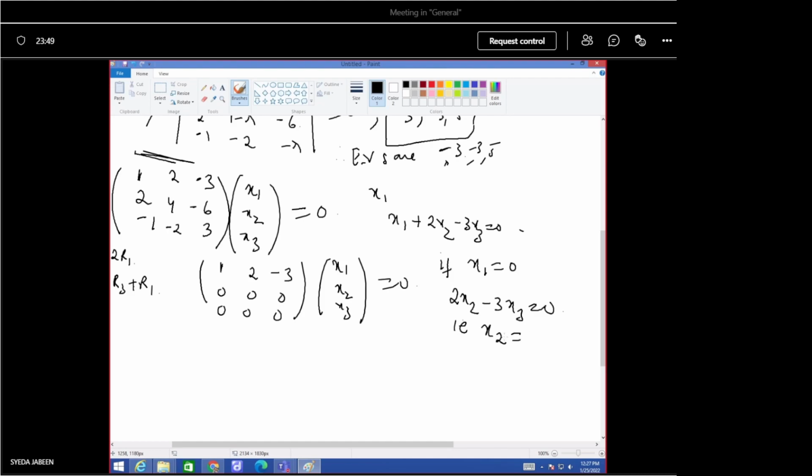x2 is equal to, okay, x2 by 3 you can write is equal to x3 by 2. So if these two are equal, you can name it as any value t. Can do that, right? So we are taking x1 as 0, because we have to solve this equation. We have 3 unknowns and 1 equation, so what is needed to solve uniquely?